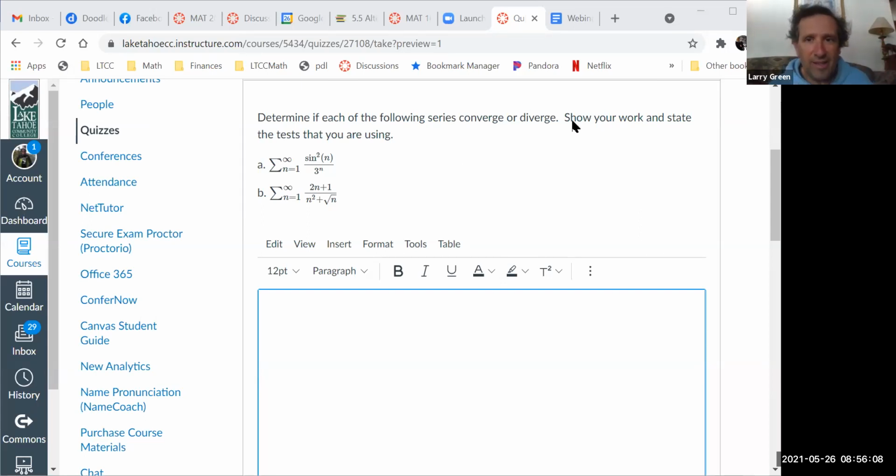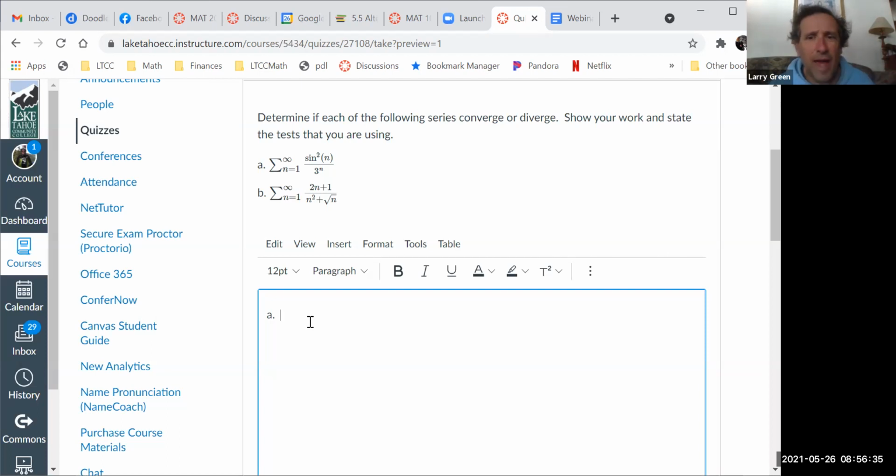Okay, so here is the quiz. And as hopefully you expected, the first question, at least, was: determine if each of the following series converge or diverge. Show your work, state the tests you're using. All right, so we look at part A, and we have the sum from n equals 1 to infinity of sine squared of n over 3 to the n. All right, so let's look at A.